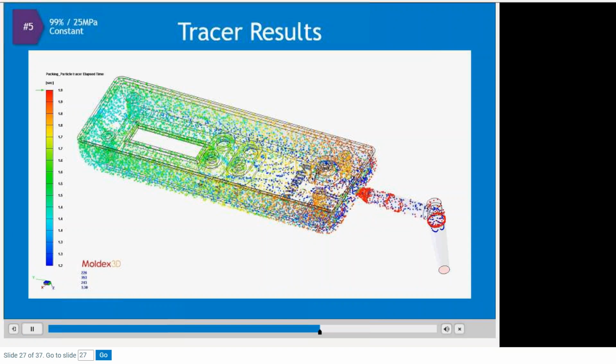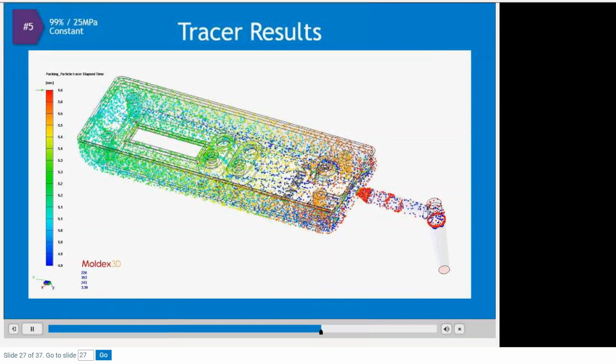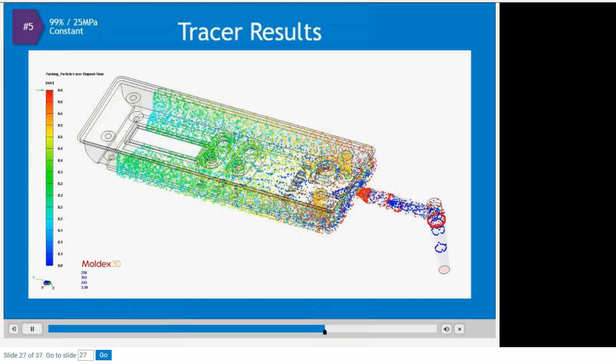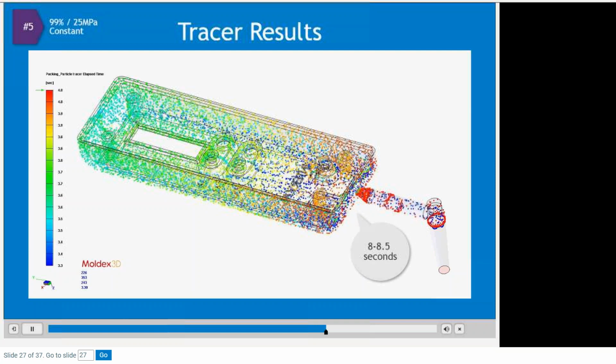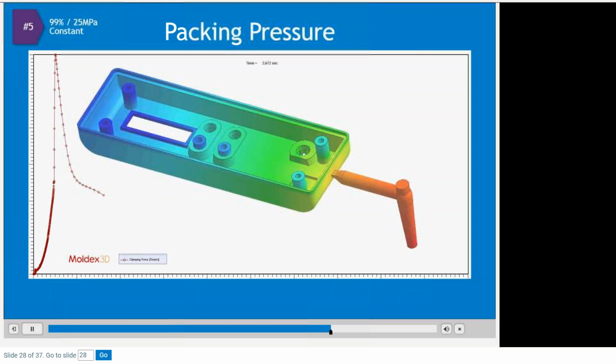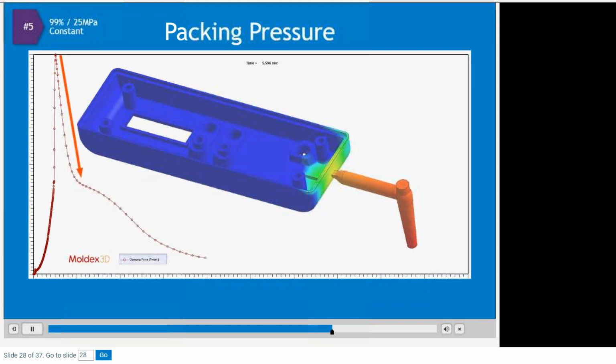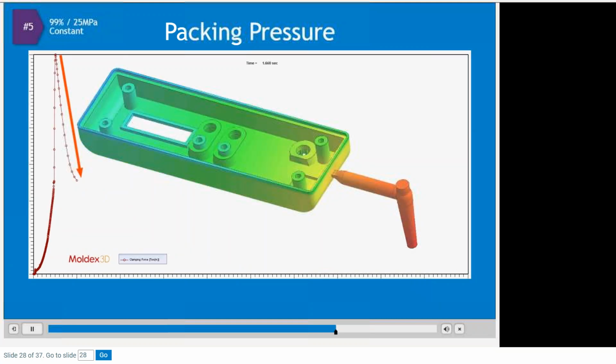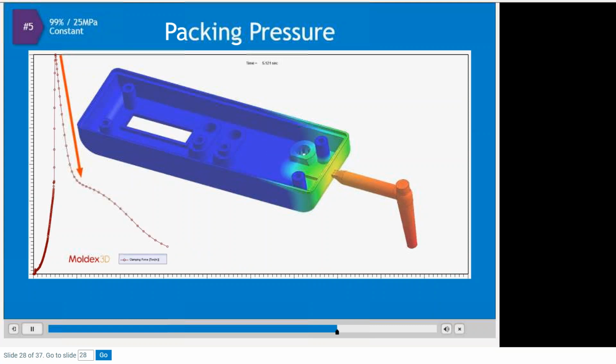The next animation shows the tracer results for the constant 25 megapascal pack profile setup. The pack time is 15 seconds, and here the tracers stop moving between 8 and 8.5 seconds, which is the same as with the 95% switchover point analysis. The pack pressure and clamp tonnage graph again indicates a steep decline after the switchover point is reached, although in this example, the pressure remains on for 15 seconds to avoid the high volumetric shrinkages near the gate that we saw in the previous example.